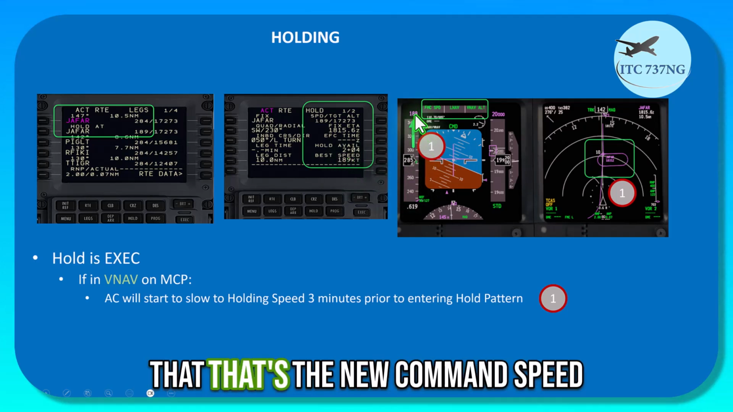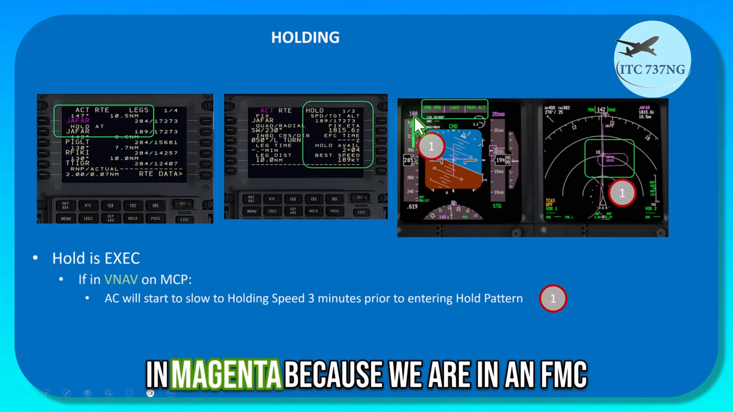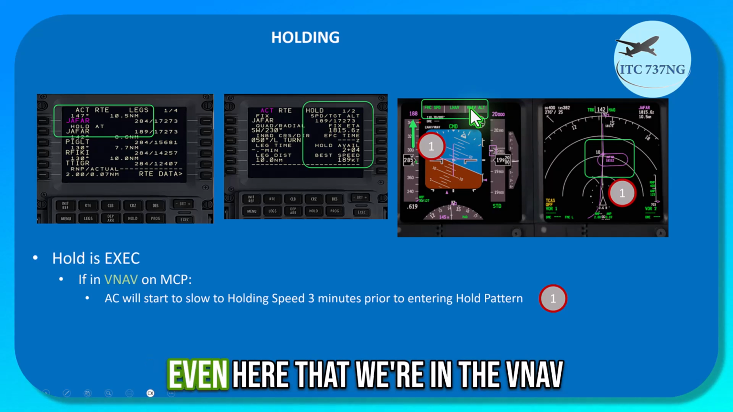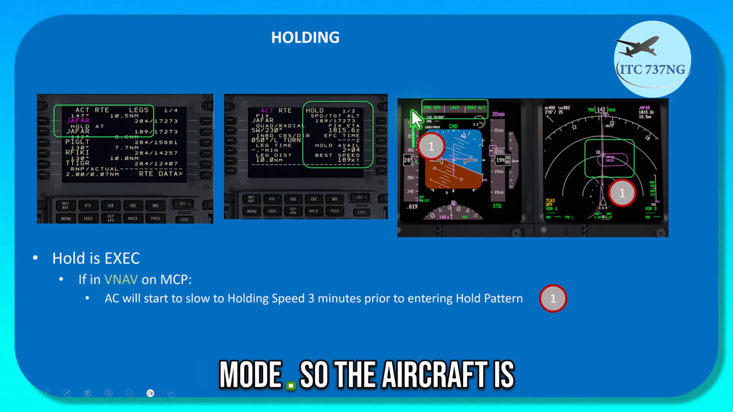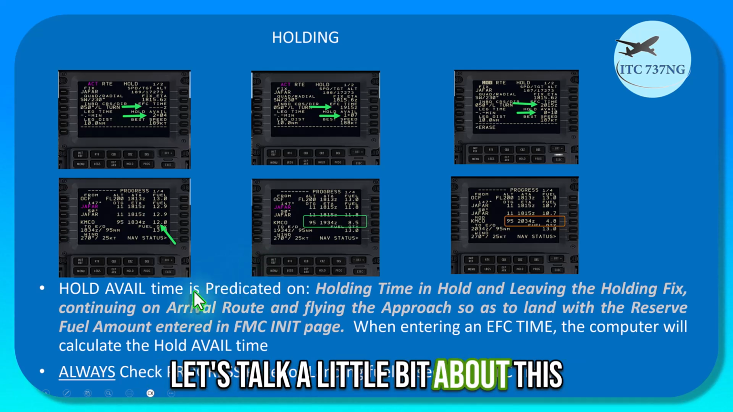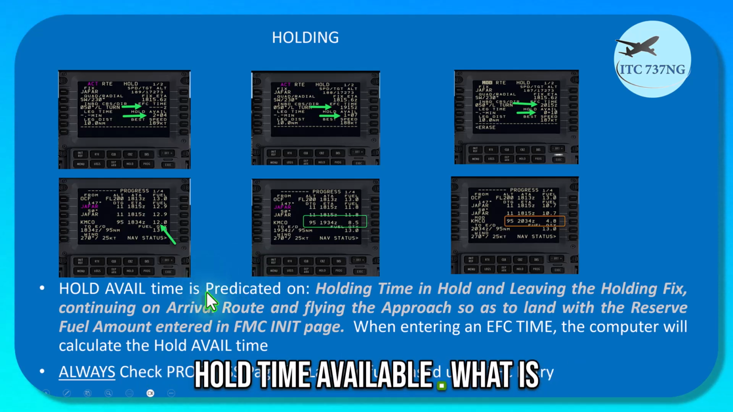And you can see that that's the new command speed in magenta because we are in an FMC mode, which is VNAV. And you can see even here that we're in the VNAV mode. So the aircraft is automatically going to slow down. Now let's talk a little bit about this hold time available.